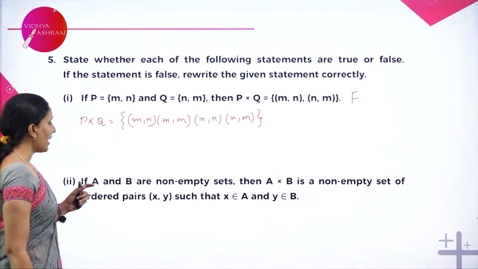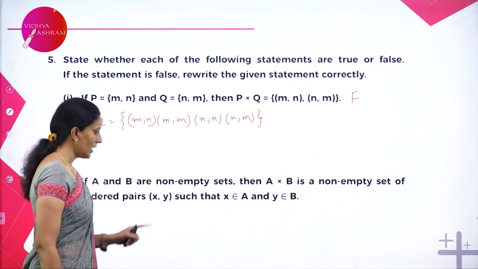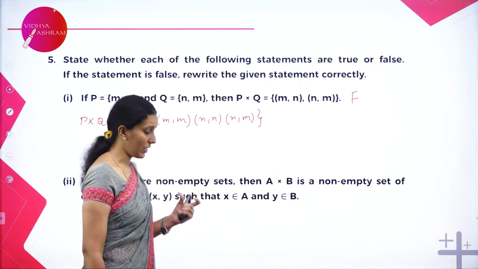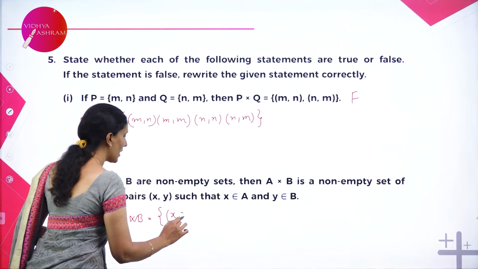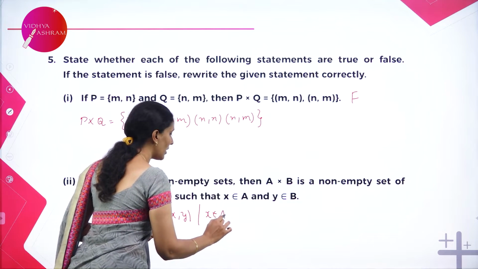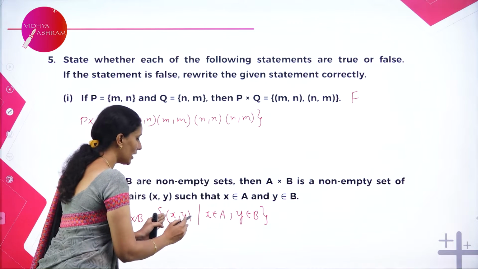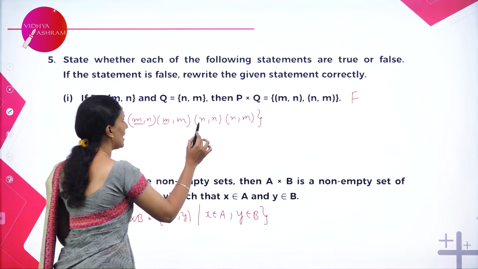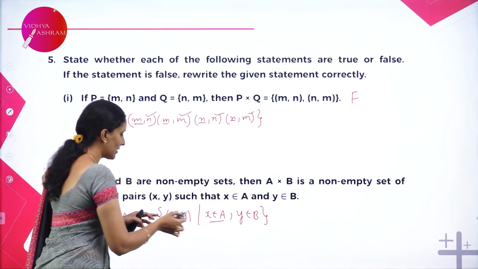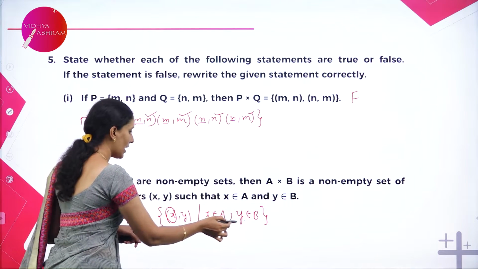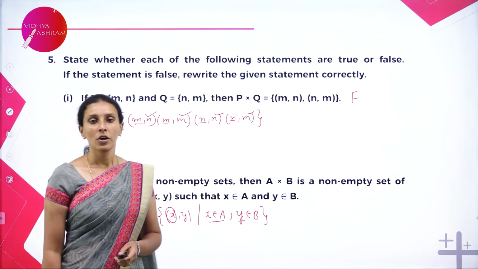Next we have, if A and B are non-empty sets, then A cross B is a non-empty set of ordered pairs (X, Y) such that X belongs to A and Y belongs to B. So this can be defined as A cross B is a collection of all ordered pairs in the form (X, Y) such that X belongs to A and Y belongs to B. It's a true statement because the Cartesian product of two sets will be written in the form (X, Y), where the first element belongs to the first set A and the second element belongs to the second set B. So this is the definition of Cartesian product. Thus, this statement is a true statement.